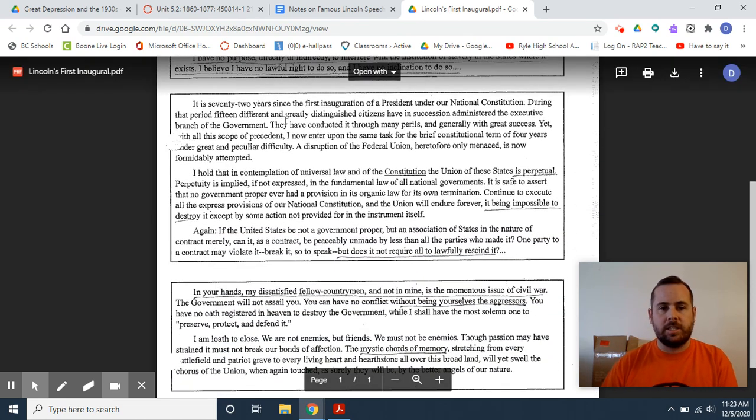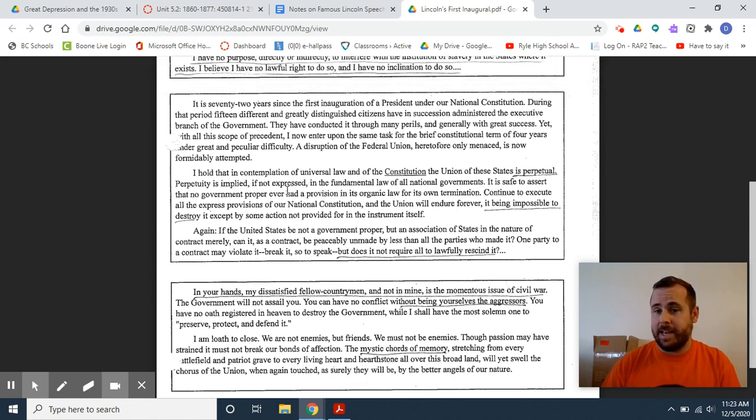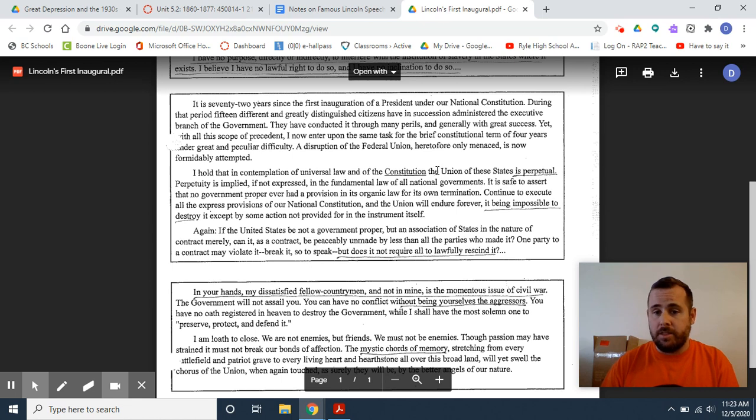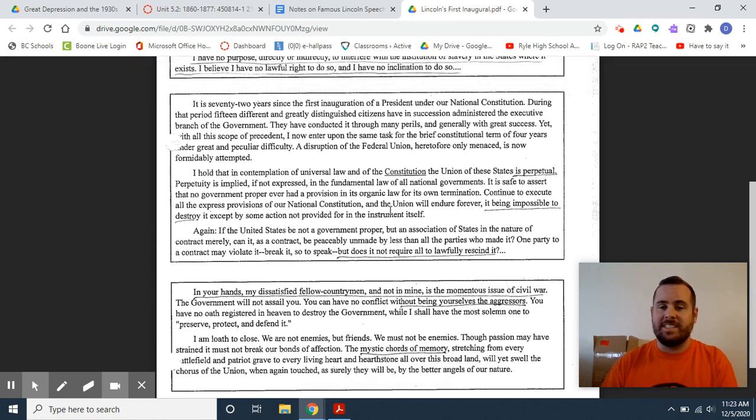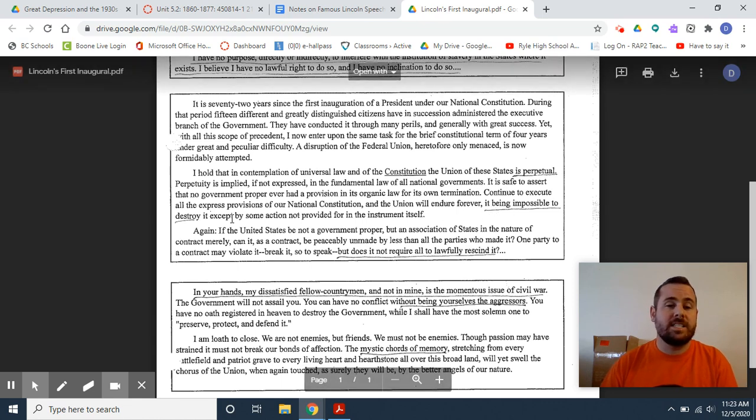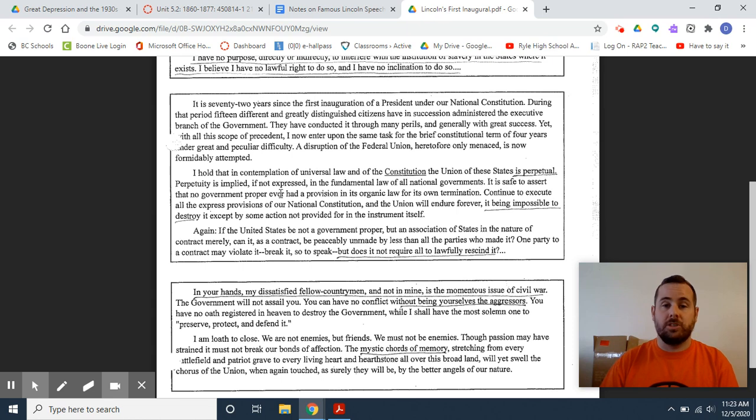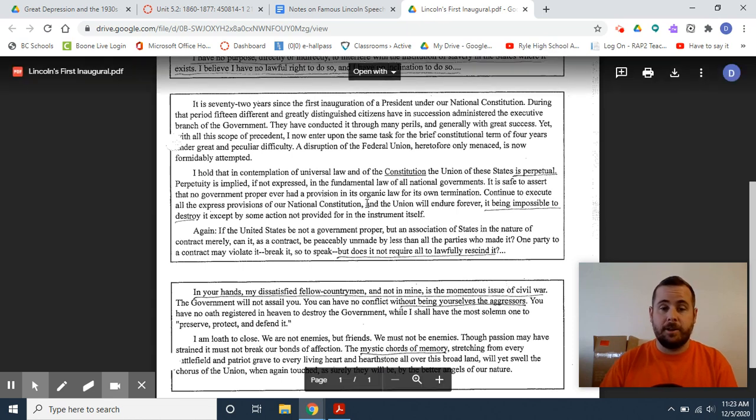I'm not going to say too much on this middle paragraph. This is where Lincoln refers back to Andrew Jackson and the idea of the Union being perpetual, that secession is not allowed, and the Union is impossible to destroy. He will fight this war to preserve the Union. That's what he's saying here.